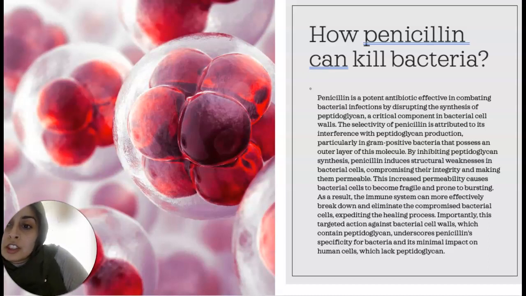This compromises their integrity and makes them permeable. This increased permeability causes bacterial cells to become fragile and prone to bursting. As a result, the immune system can more effectively break down and eliminate the compromised bacterial cells, expediting the healing process. Also, this targeted action against bacterial cell walls, which contain peptidoglycan, underscores penicillin's specificity for bacteria and its minimal impact on human cells, which lack peptidoglycan.